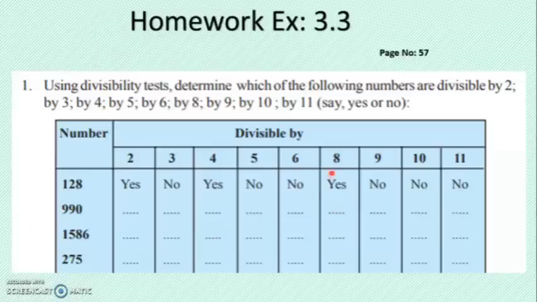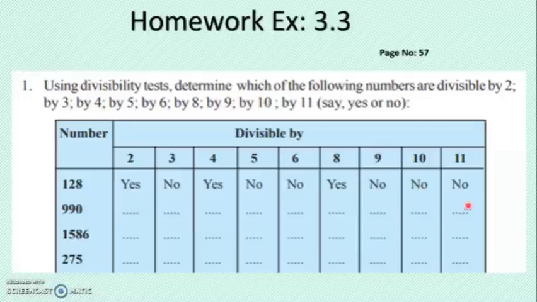Now 8. For 8 we check the last 3 digits. It is a 3-digit number. So simply you will have to divide the number by 8 and find it out. If you get the remainder 0, yes, it is divisible. So you will get the remainder 0 here. Now by 9. For 9, what do we do? We add the digits. 8 plus 1, 9. 9 plus 2, 11. We got 11, which is not divisible by 9. So the answer is no. For 10, we see the last digit. The last digit should be 0. Here it is 8. That is why this is not divisible.